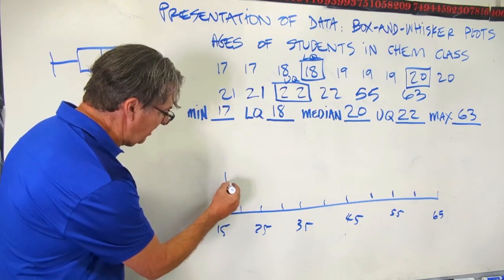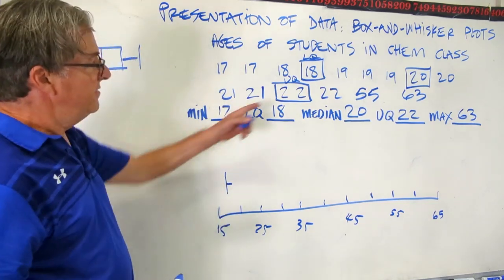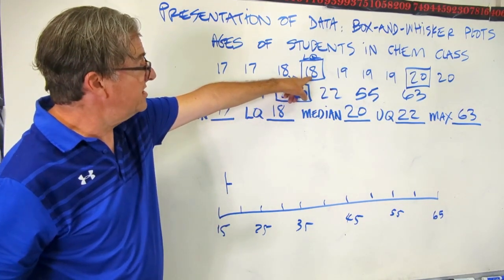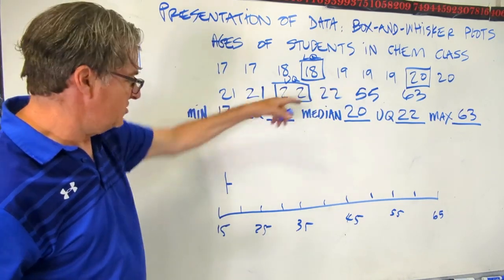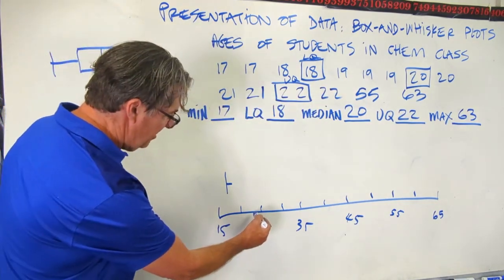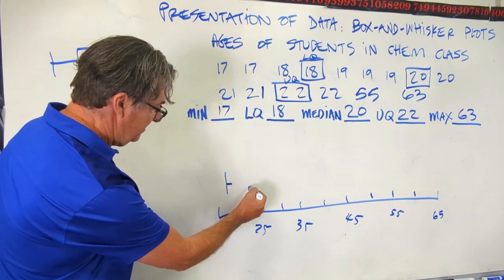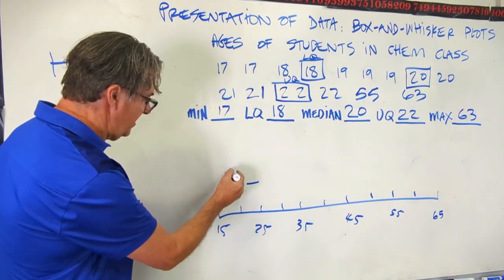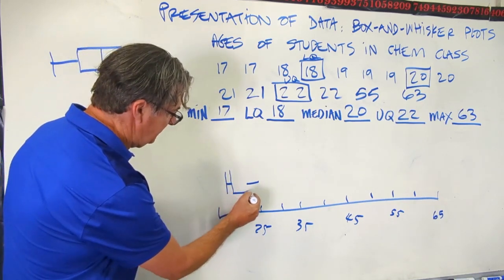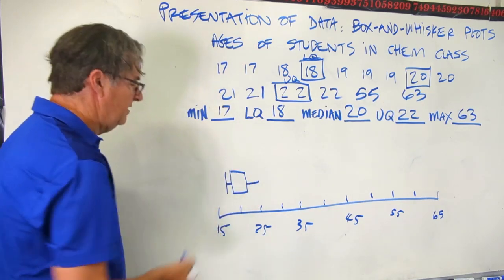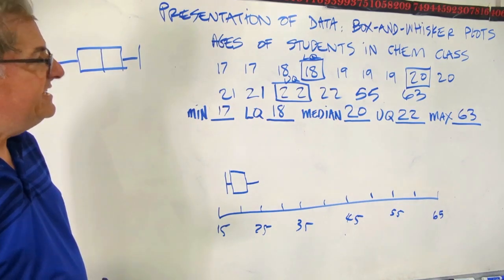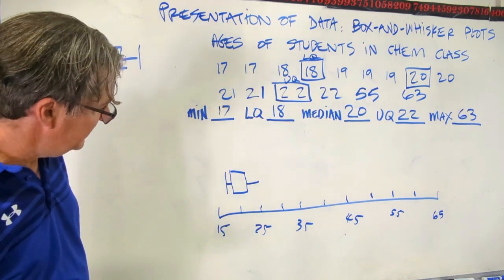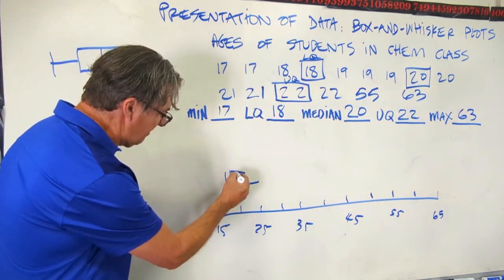So we're going to have a line here, and then the box is going to go from the lower quartile to the upper quartile, which is 22. So where's the upper quartile? That's right there. So 22, we're going to get a line that goes out from that. So now I can make my box. And I need to put my median inside my box. My median is 20. So I can put that right there.